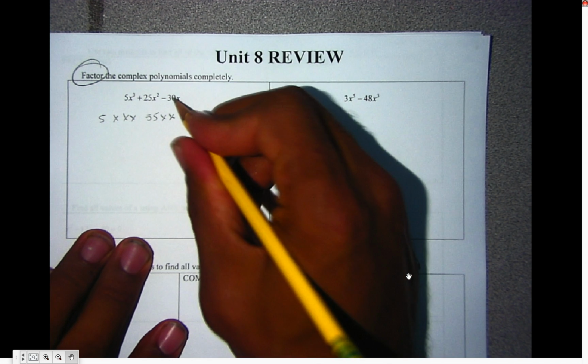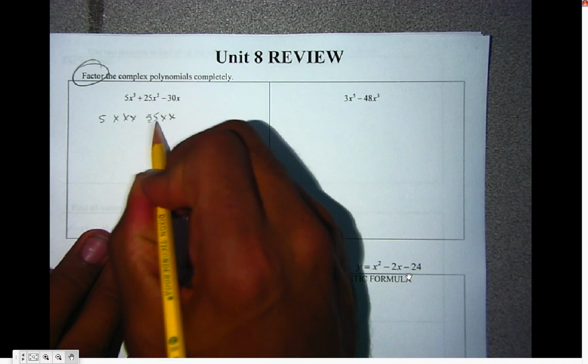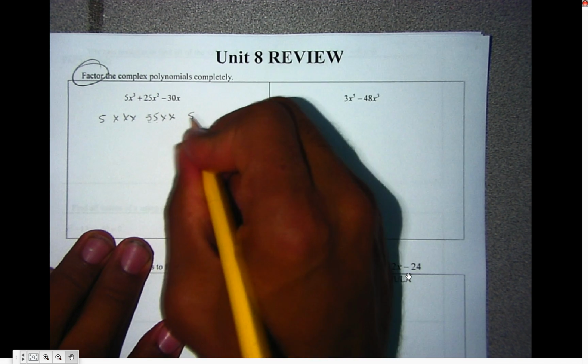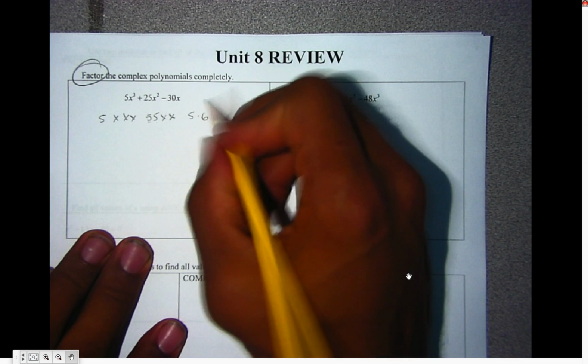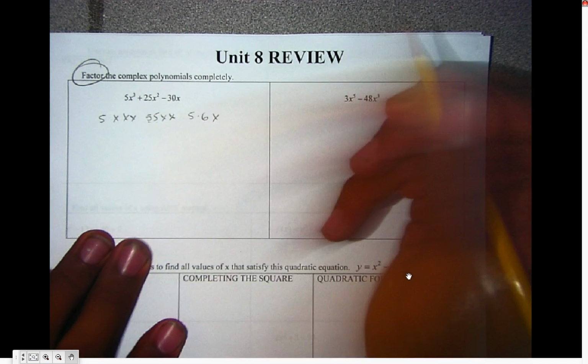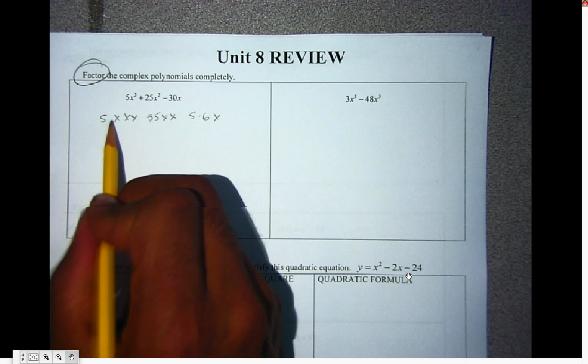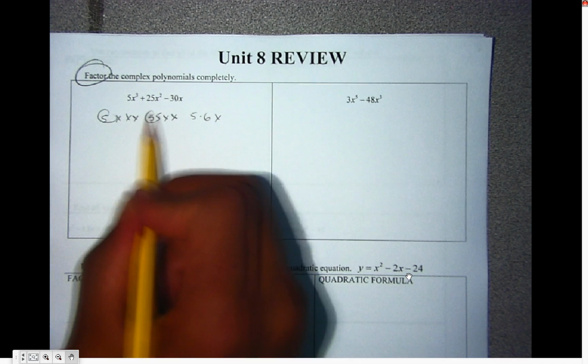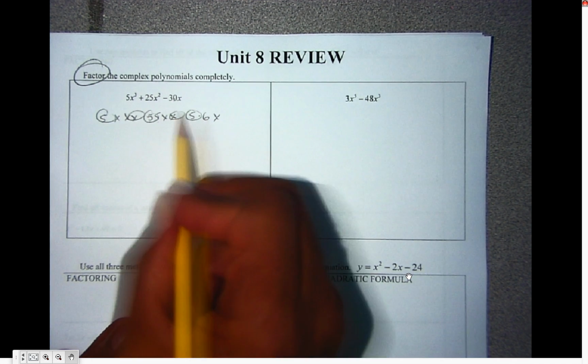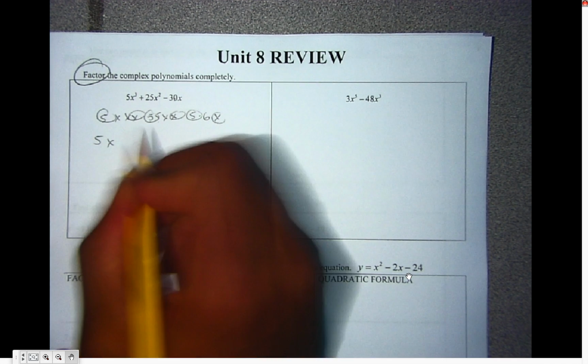This one's going to be, now if you notice, they all have 5, right? So all I can circle is a 5. So I'm going to do 5 times 6. Okay, that's 30. Then there's an x. So now I'm going to circle, they all have a 5 and an x. Okay, so I'll put 5x here.